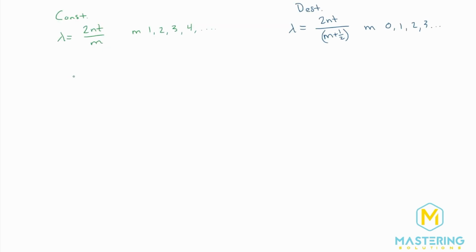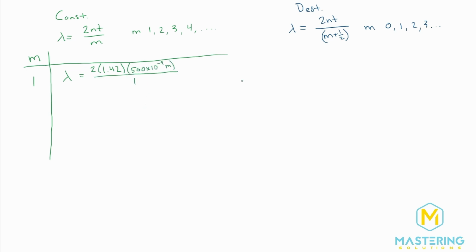So for constructive, let's start at m equals 1. Let's make a little table. So here is the m and 1. We're going to have lambda is equal to 2 times n, which we said is 1.42, times the thickness, which we said was 500 nanometers. And then all that gets divided by m, which we said is 1.